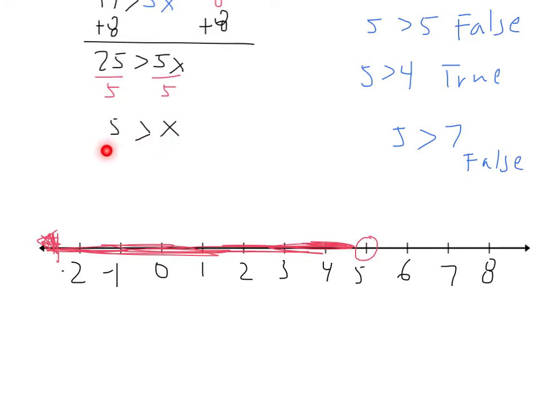it is totally fine if you want to rewrite this answer here in a different way. Right? You could also write that this way. 5 is greater than x is the same thing as saying x is less than 5. Right? So either this or this would be acceptable answers. And they both have the same graph, same solutions.